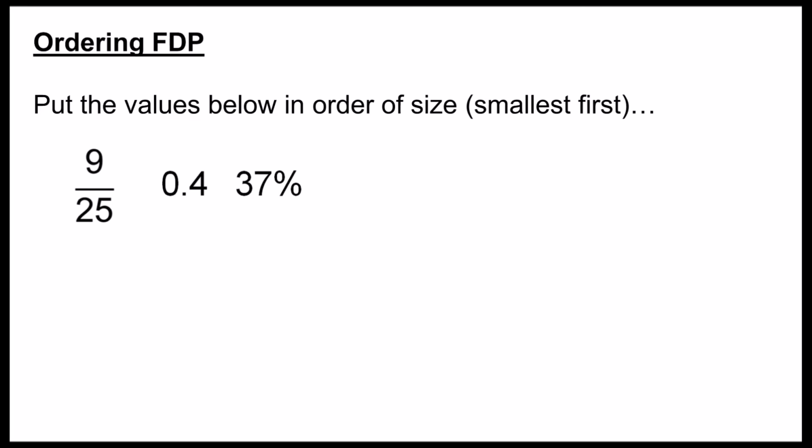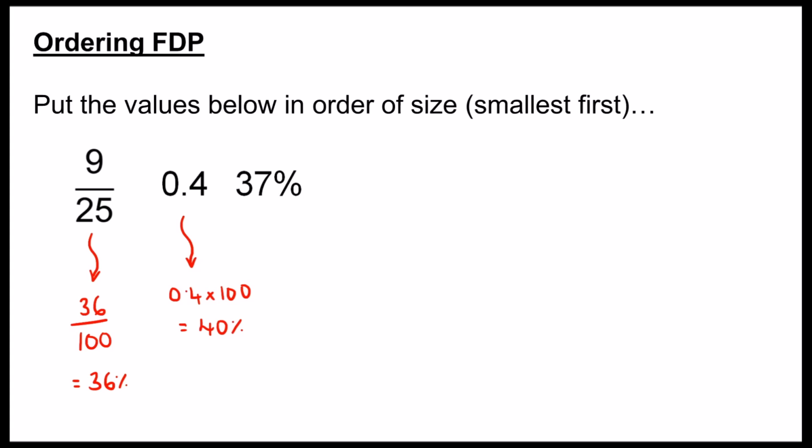So firstly, I know that I can get 9/25 as a percentage by writing the denominator of the fraction out of 100. To get there, I need to times both the top and bottom by 4. So 9 times 4 gives me 36, and therefore this is the same as 36%. I know that I can convert 0.4 into a percentage by multiplying it by 100. So 0.4 times by 100 gives me an answer of 40%. Lastly, 37% is already written as a percentage, so we've now got them all in percentage form.